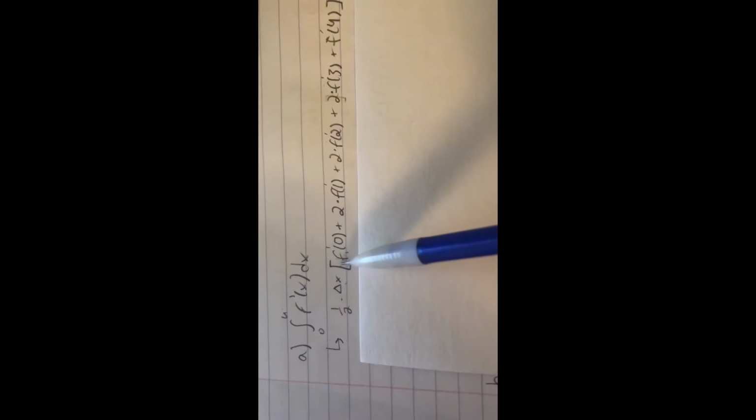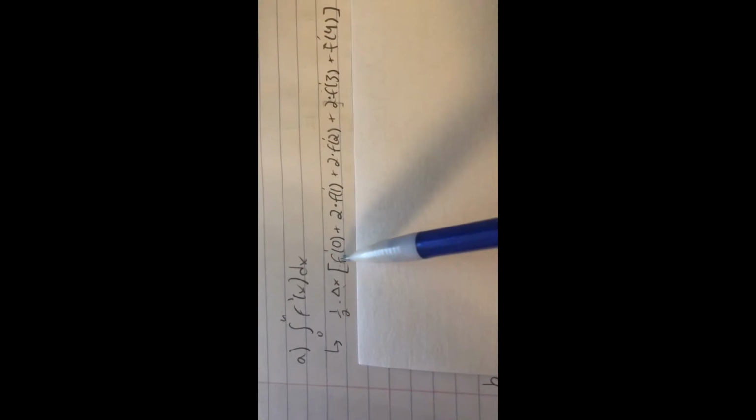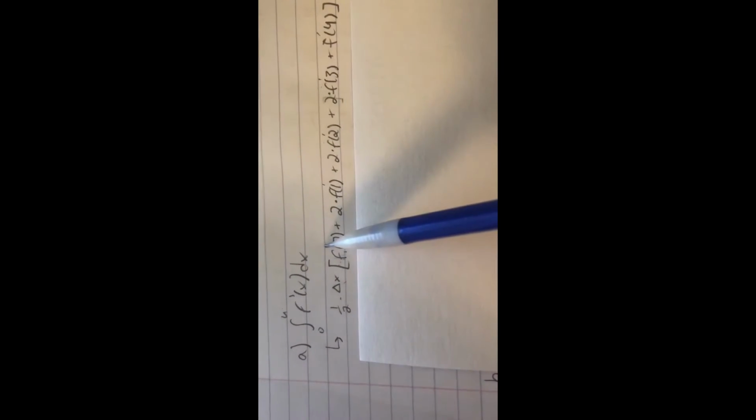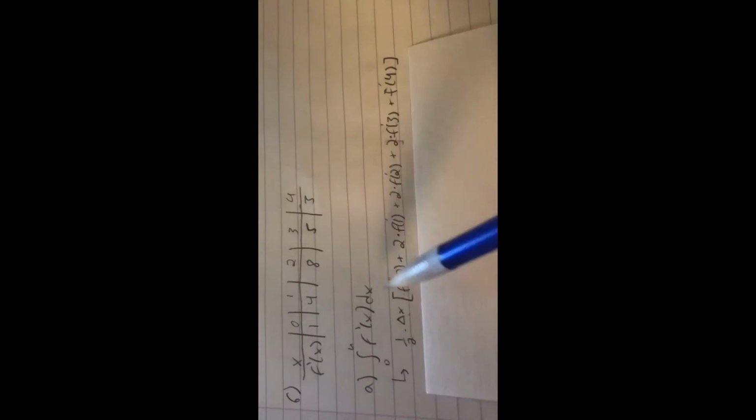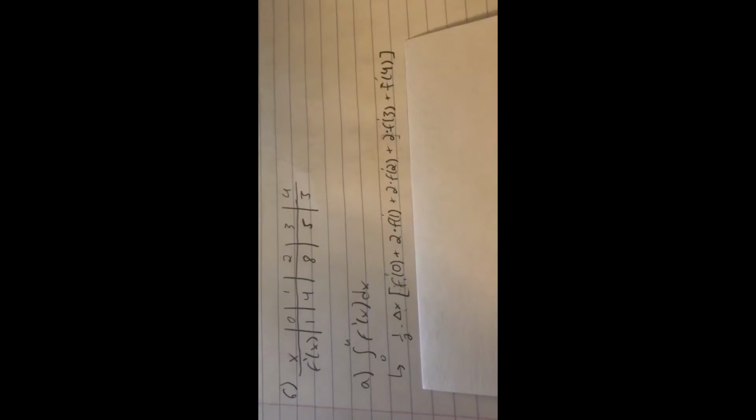So 1/2 times delta x, and then f prime of 0, which is the first x value here, plus 2 times f prime of 1, plus 2 times f prime of 2, plus 2 times f prime of 3, and then plus f prime of 4, because these two are not multiplied by 2. And then you plug in those values.